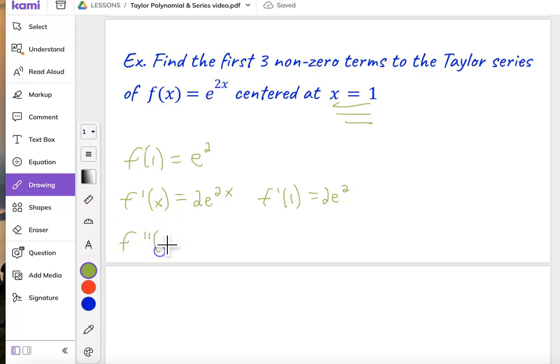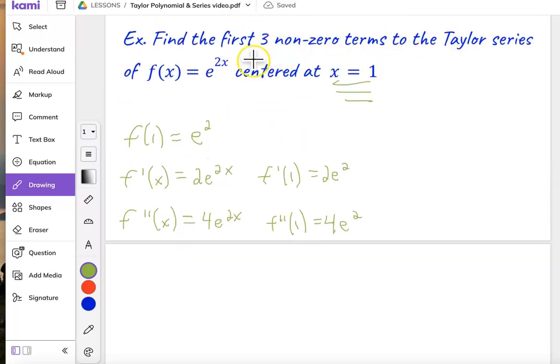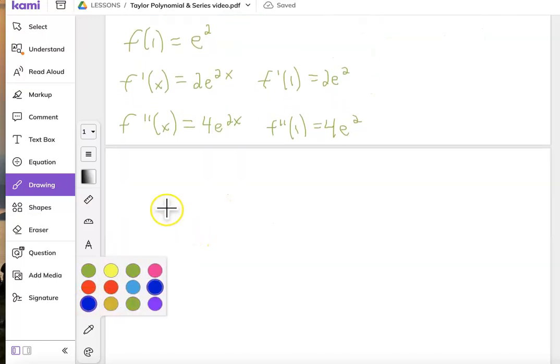And then the third term would be what we get for the x squared term. So the second derivative of our function here would be 4e to the 2x, and evaluated at 1, that would be 4e squared. So now, having these first three values of our function and first two derivatives, they're all not zero. We can use these to get the first three non-zero terms of the Taylor series for e to the 2x.